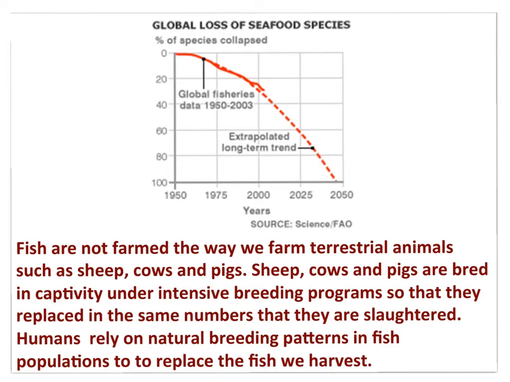Now, fish are not farmed in the way that we farm terrestrial animals, such as sheep, cows, or pigs. Sheep, cows, and pigs are bred in captivity under intensive breeding programs so that they are replaced in the same numbers that they are harvested. Humans rely on natural breeding patterns in fish populations to replace the fish that we harvest.